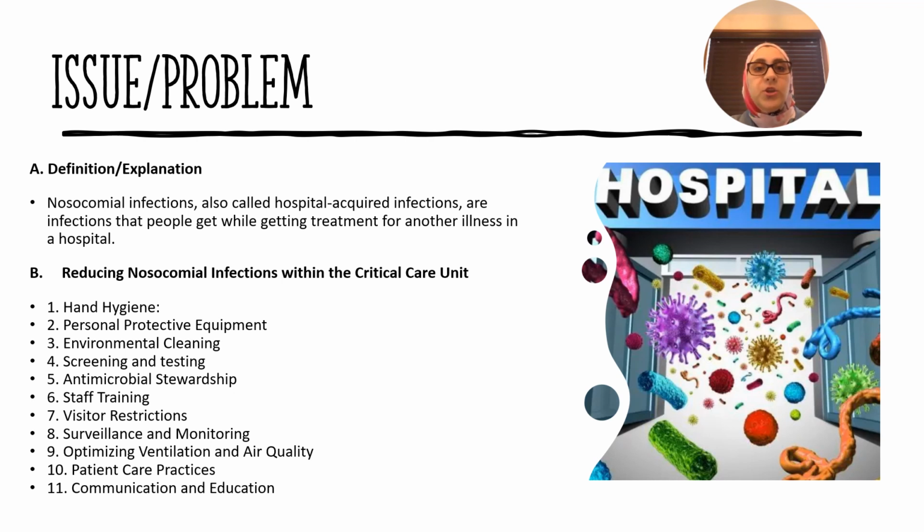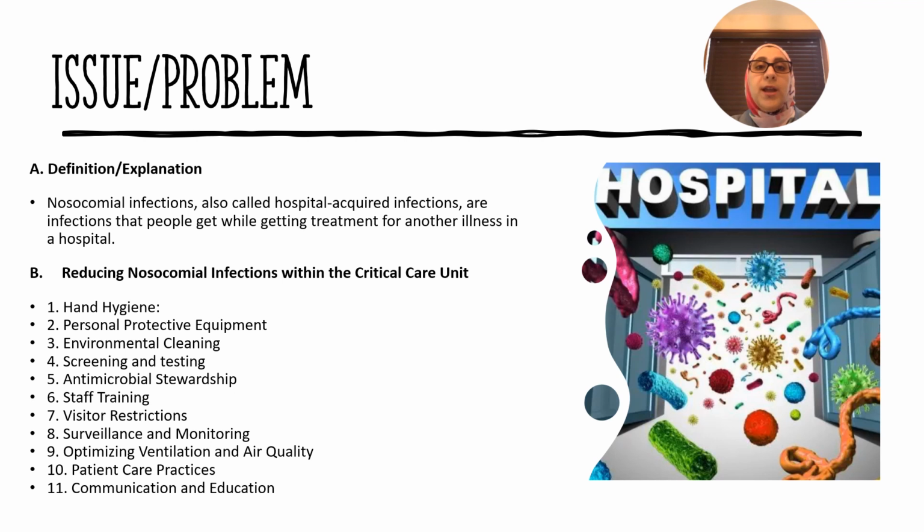We should screen patients and staff for COVID-19 symptoms every day to prevent cross-contamination. Antimicrobial stewardship: we should use antibiotics judiciously to prevent the development of resistant strains of bacteria. We should provide continuous education and training of healthcare staff on infection control practices. We should limit visitor access to reduce the number of people in the unit and potential sources of infection. Also, ongoing monitoring of infection rates to identify trends and sources of the infection.